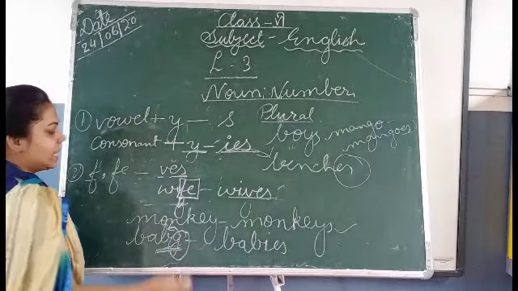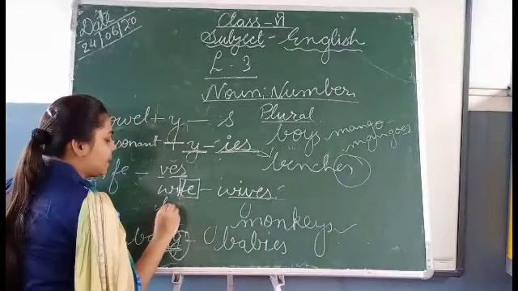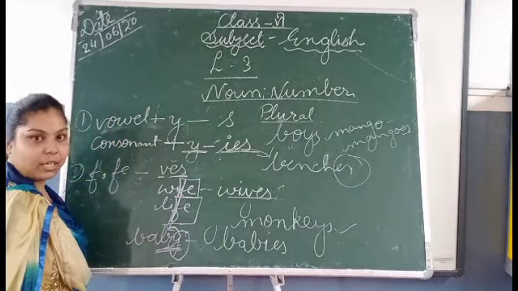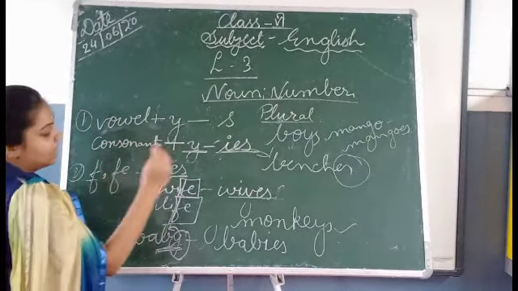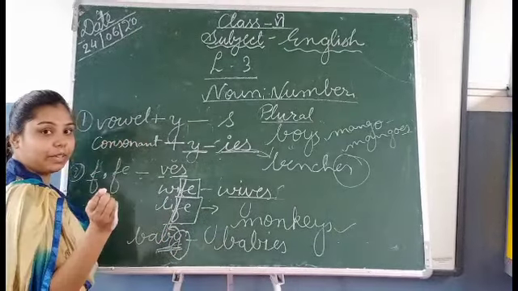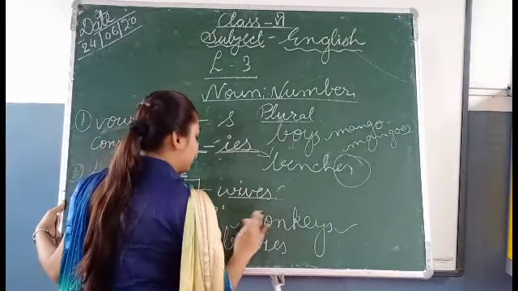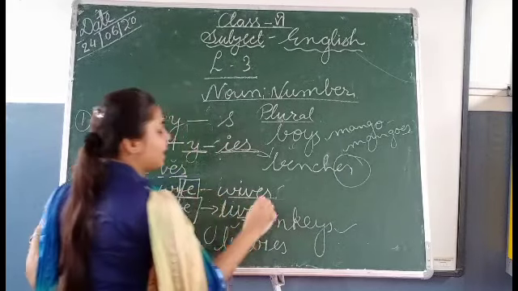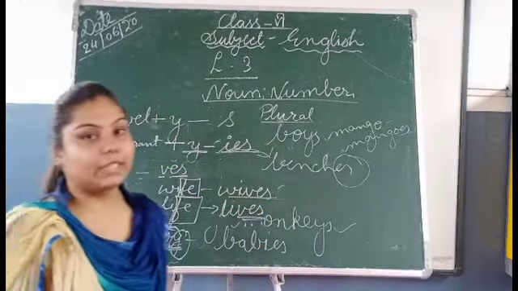So what will we write? Wives. If I talk about another example, I have written here life. Life is ending with FE. So as I have told you the rule, if the word is ending with FE, we will remove F and we will add VES to make it plural. These are the common rules.